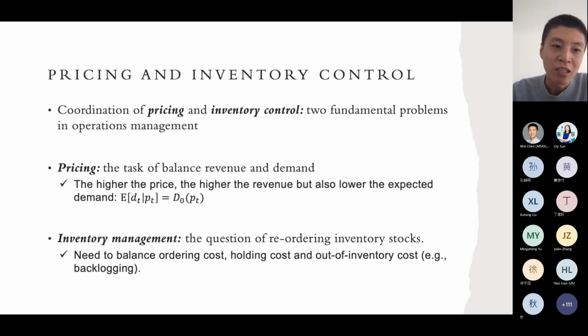On the other hand, the inventory management problem also involves another kind of balancing problem. We need to balance the ordering cost, holding cost, and the out-of-inventory cost. You see that the first two costs will be smaller when we have a smaller inventory. But a smaller inventory will increase the out-of-inventory risk.